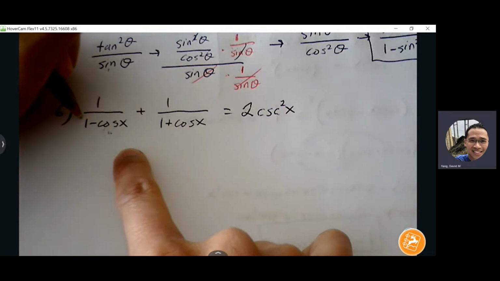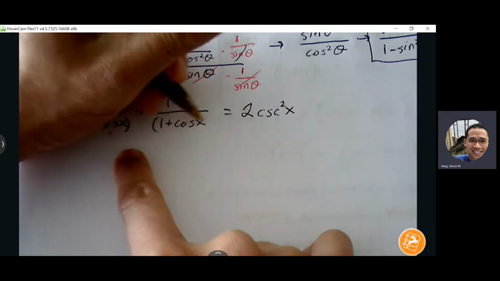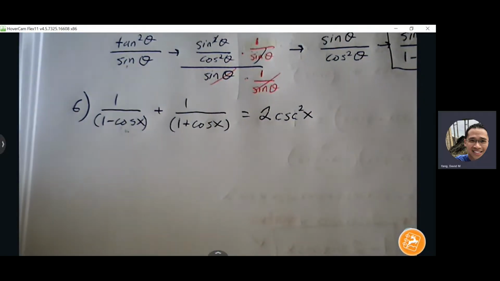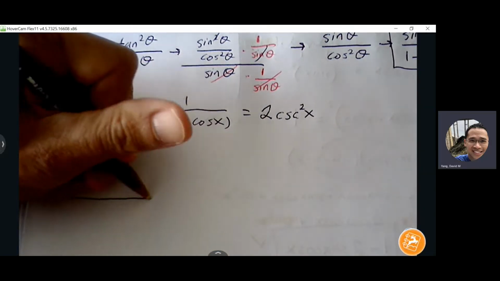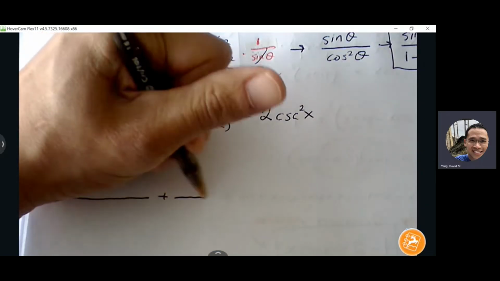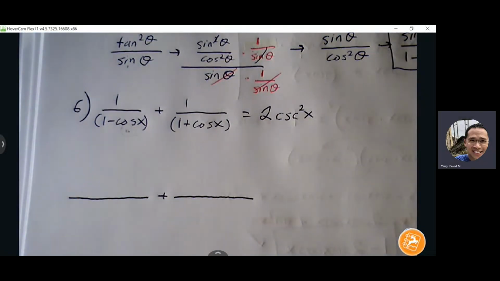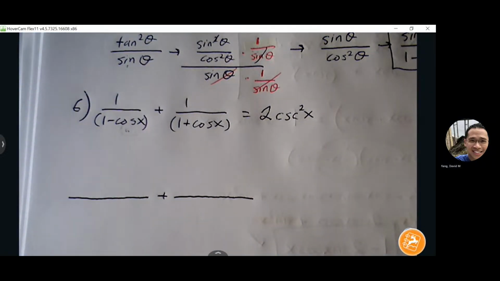So think of this as one expression and this is another expression. I need a common denominator that both can multiply into. What do you think is a common denominator that will be large enough for both of those to multiply into?